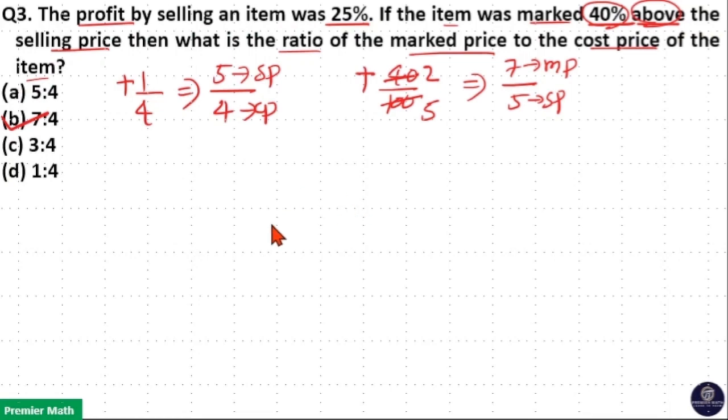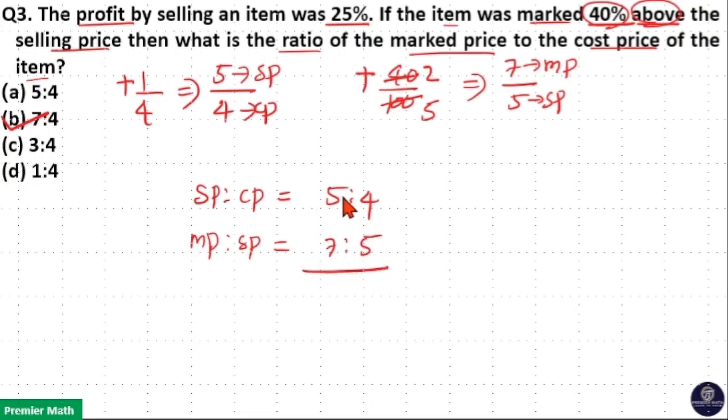Or you can take the ratio, that is selling price is to cost price is equal to 5 is to 4, and marked price is to selling price is equal to 7 is to 5.